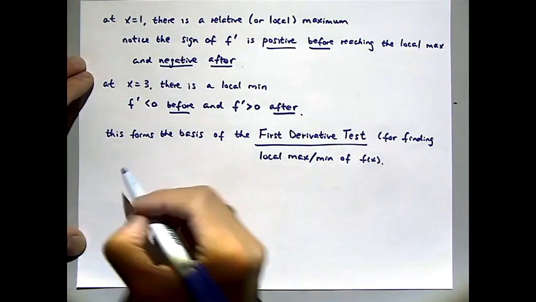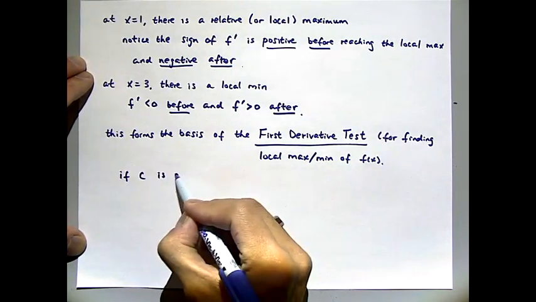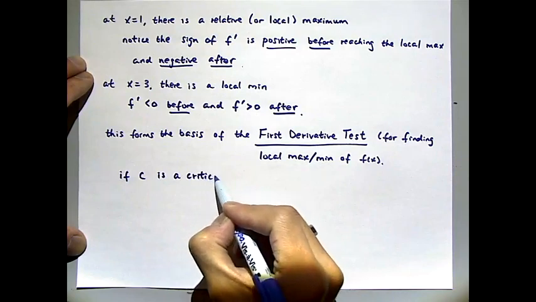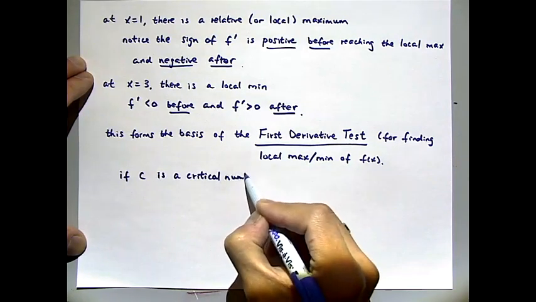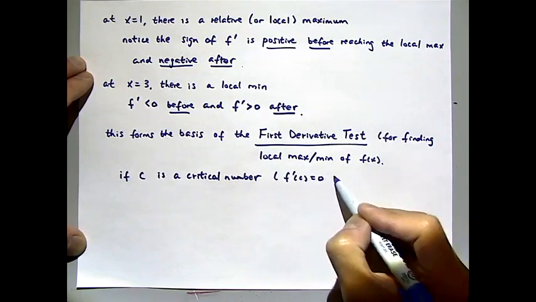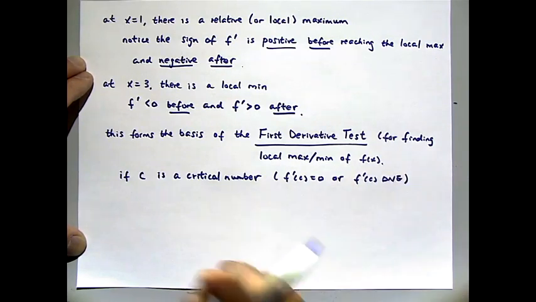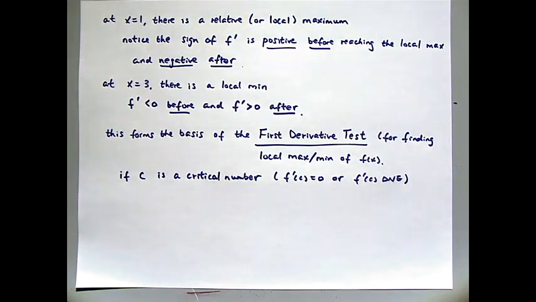So let's say it this way. If c is a critical number, which means, remember, f prime of c is equal to 0, or f prime of c does not exist. Okay, so on the graph I drew on the last page, it would be at x is equal to 1 and x is equal to 3. We have those two locations with flat tangent lines. Once we found them, we check what happens before and after each one of them.